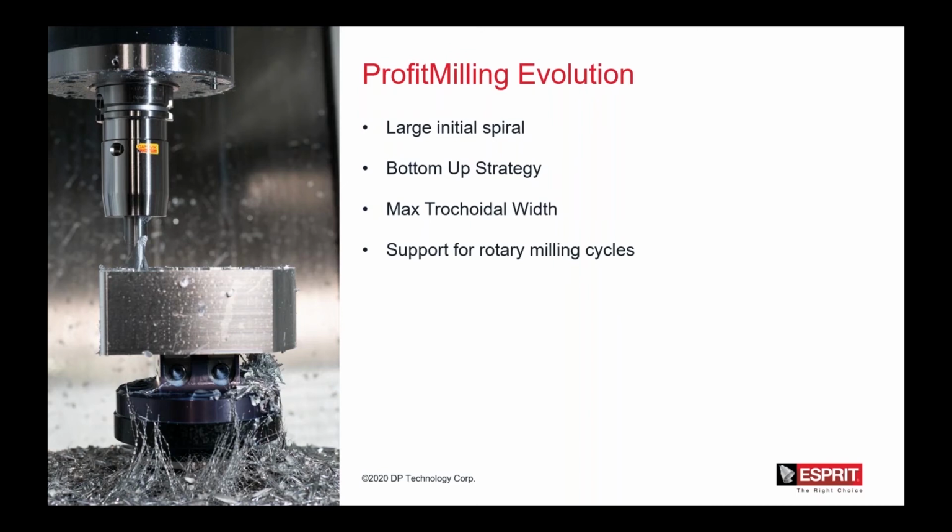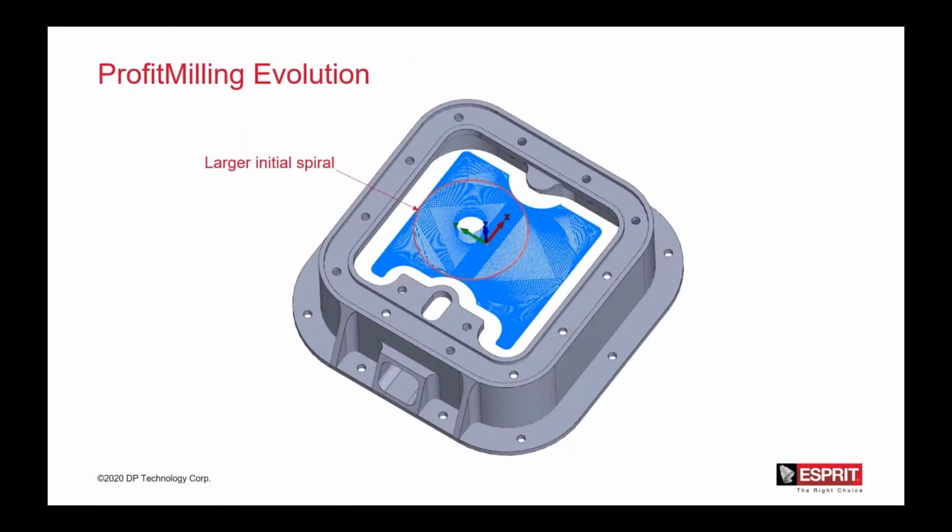You can define your max trochoidal width, which is just the width of your radial moves. You always kind of want to take the largest trochoidal width you can. And then now we have support for rotary milling cycles to use with profit milling. So here's the profit milling evolution.